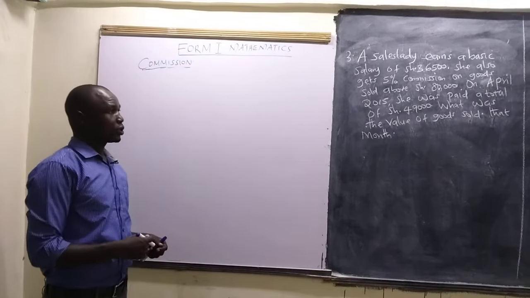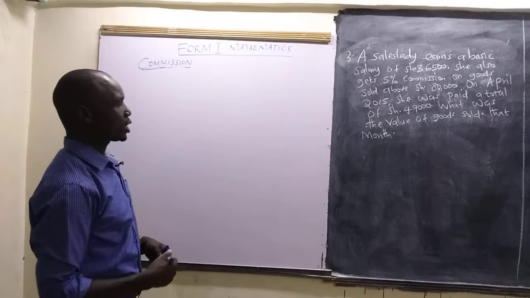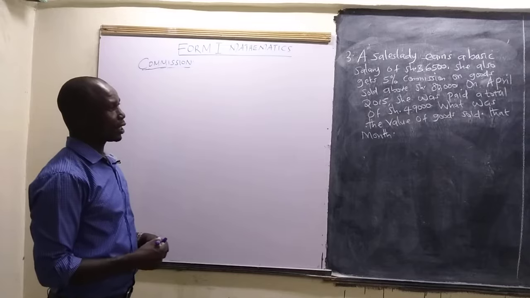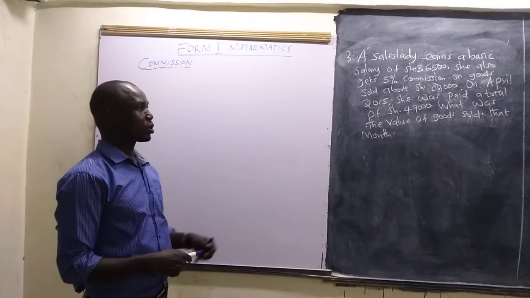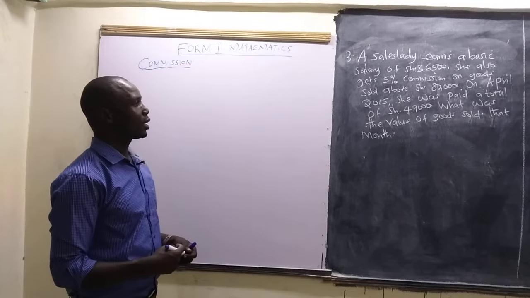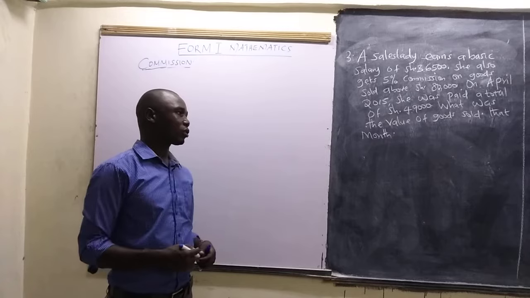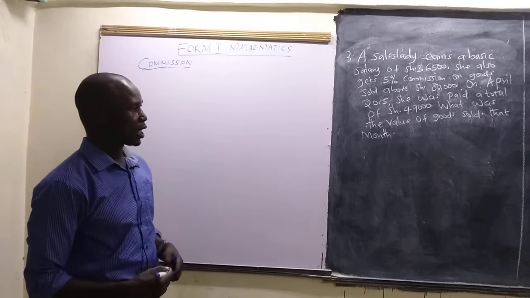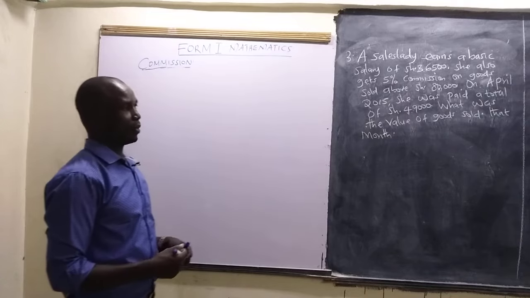Going to our question number 3, a sales lady earns a basic salary of shillings 36,500. She also gets a 5% commission on goods sold above 80,000. In April 2015, she was paid a total of shillings 49,000. What was the total value of goods sold that month?